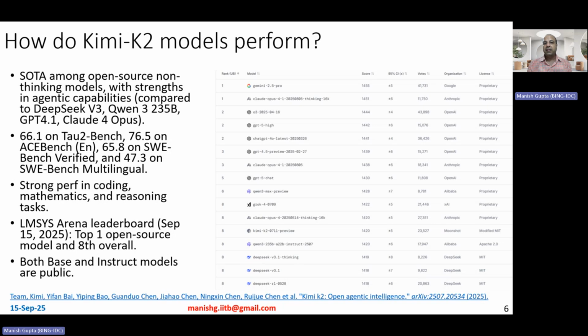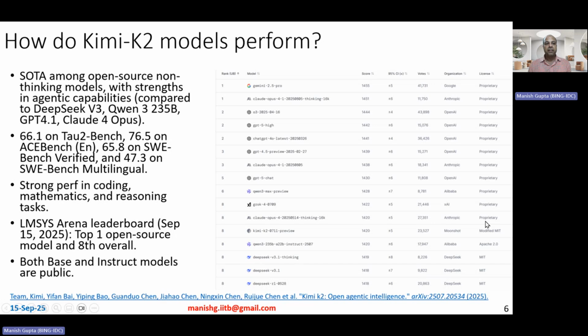Okay, so how do these Kimi K2 models perform? Well, this is basically how the LLM Arena dashboard looks like as of today, right? As of 15th September 2025. And as you can observe, the top few models are all proprietary models. The first non-proprietary model is the Kimi K2 model. Okay, so essentially, on the LMSys Arena leaderboard, the top open source model is the Kimi K2 model. It's basically 8th overall, but is the best open source model which is available on the LMSys Arena leaderboard.